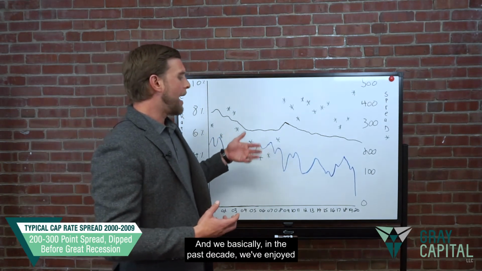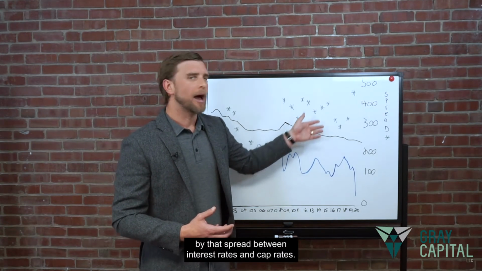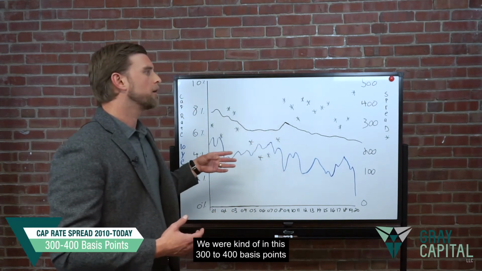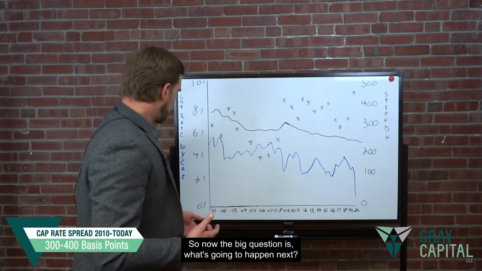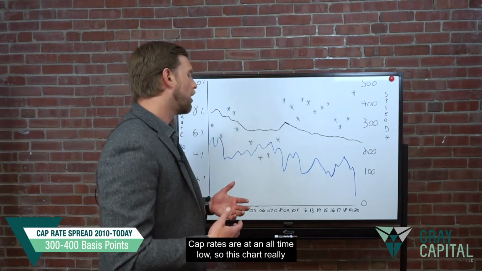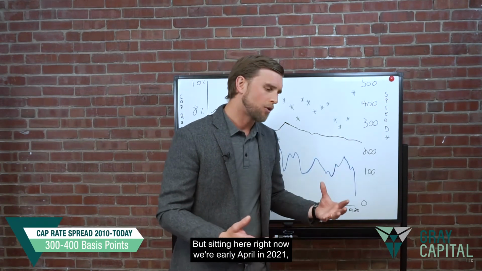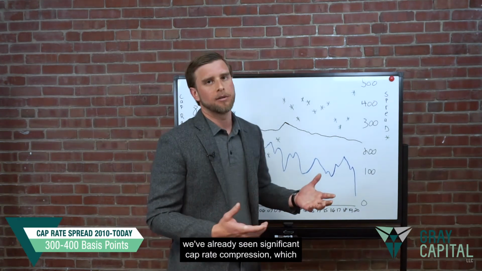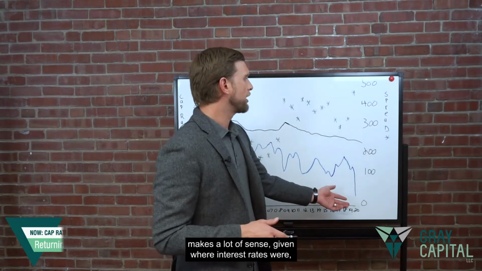And we basically, in the past decade, we've enjoyed some really nice returns in multifamily judged by that spread between interest rates and cap rates. We're kind of in this 300 to 400 basis point spread between interest rates and cap rates. So now the big question is, what's going to happen next? Cap rates are at an all-time low. So this chart really hasn't been updated for today, but sitting here right now, we're early April in 2021, we've already seen significant cap rate compression, which makes a lot of sense given where interest rates were.